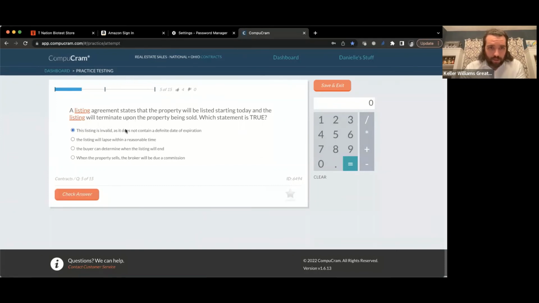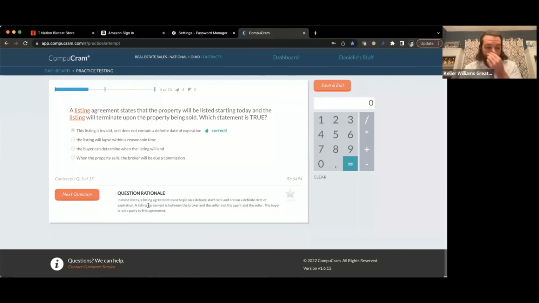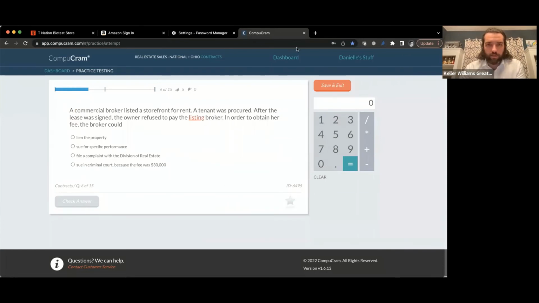Yep, A is going to be correct. All listings need a definitive date for expiration. Otherwise, they are not valid. If they're not valid, then they are not a listing agreement. All right, let's go on to the next question.